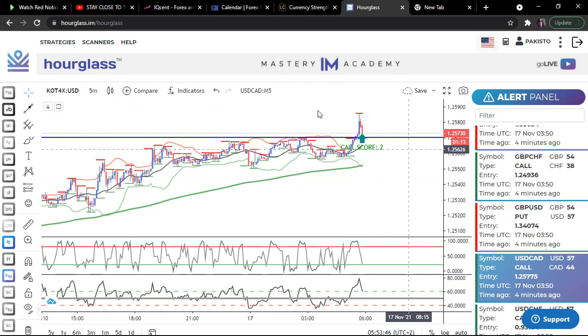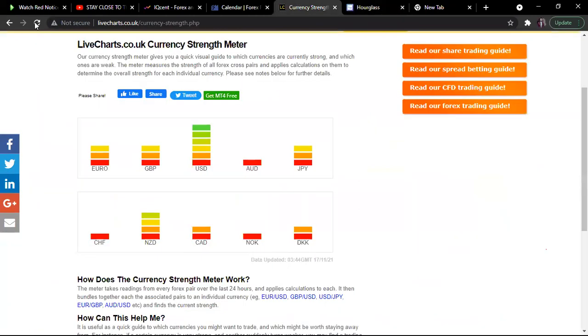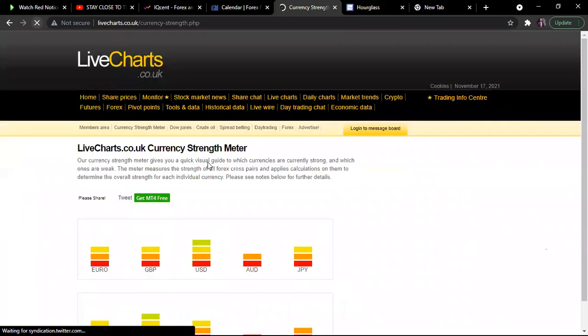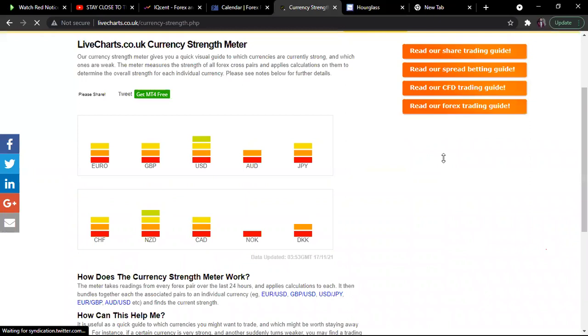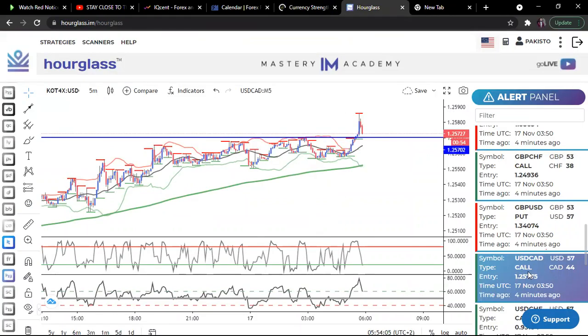USD is stronger than the Canadian dollar, so that is another indication that this market is going to be pushing heavily to the upside. USD is strong, the Canadian dollar, not that much of a big strength difference, but we'll take it, ladies and gentlemen.